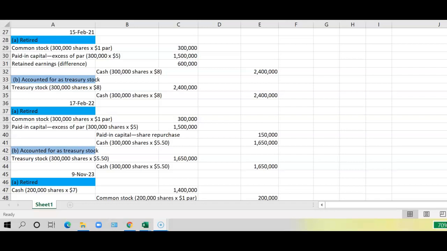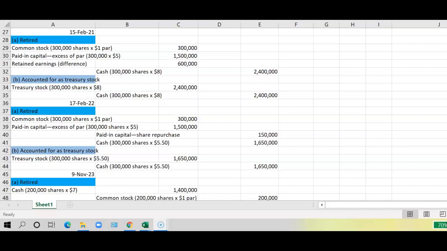Now, in this case, we have the opposite scenario. The company repurchased their shares of stock at $5.50, a lower amount than they actually were originally sold for at $6. The difference appears in paid-in capital shares repurchased, which is $150,000. So it's very important that you compare the company's repurchase price to the original sales price.